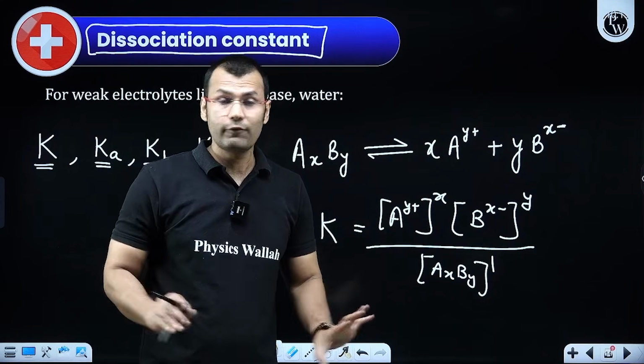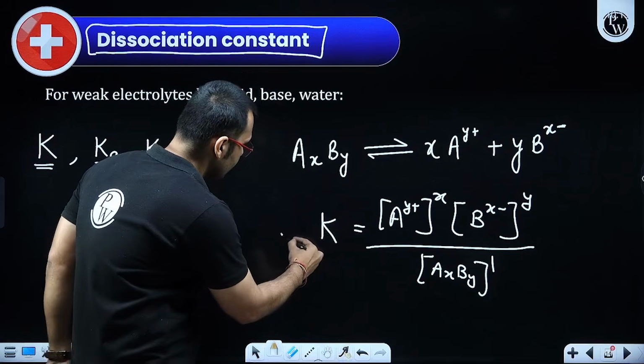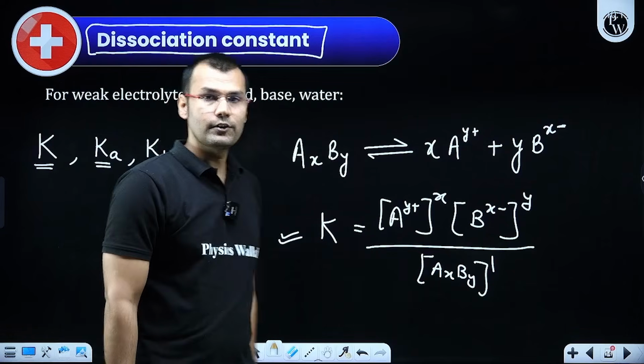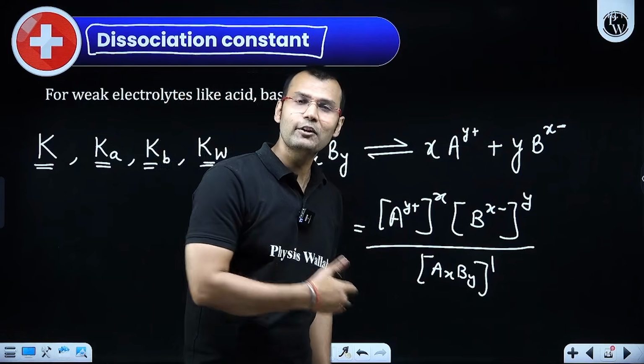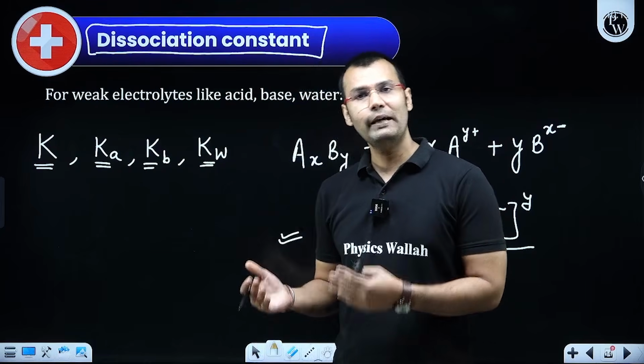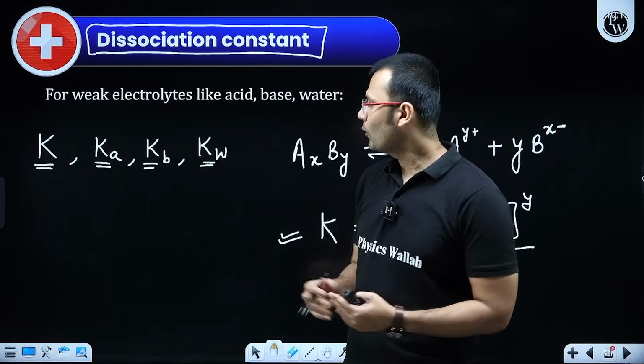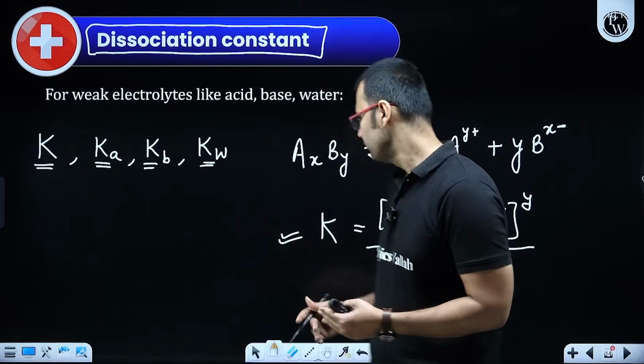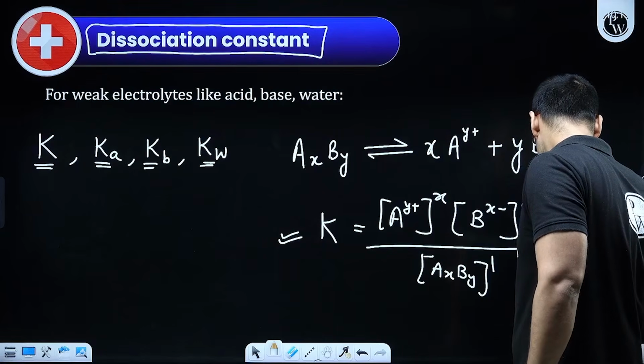So in general, for any electrolyte, we call it the dissociation or ionization constant. But the same thing, if you calculate for an acid, is called Ka. When you calculate for a base, it is called Kb. And for water, it is called Kw, right? Let me give you some examples for them also.